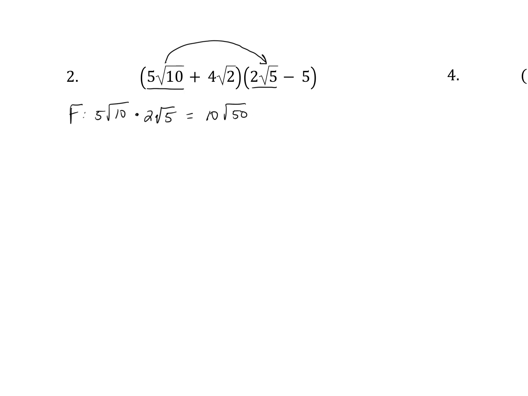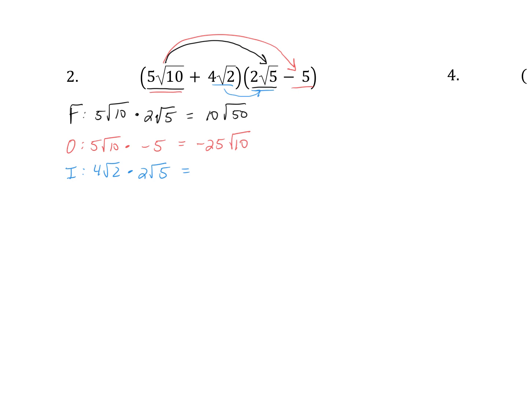All right, let's look at our outside terms. Outside. I can draw my little arrow here. I'm going to now do 5 root 10 times negative 5, which now when I multiply 5 times negative 5, those are my outside terms. I'm getting negative 25 root 10. I hope you all see all that. I'm going to do my inside terms now. So this term and this term. And this one is 4 root 2 times 2 root 5.